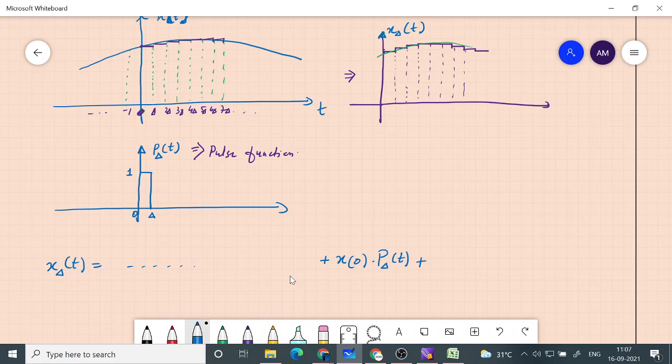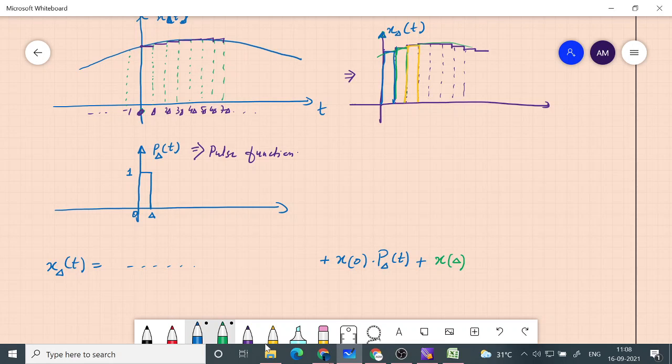Okay, the next pulse. So far, what did I do? I only did this function. I have split this into one particular slice. Then the second slice I am showing with a different color, and the third one with another color. So I am taking different functions and adding them. The first slice is this, and then let me use the next color. This is x of delta.